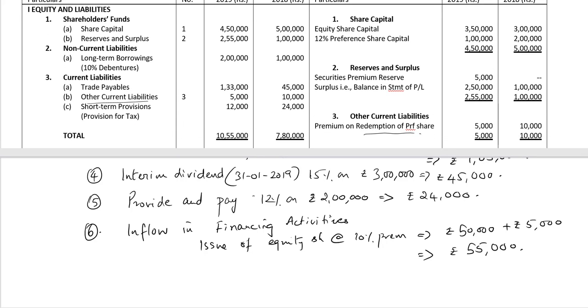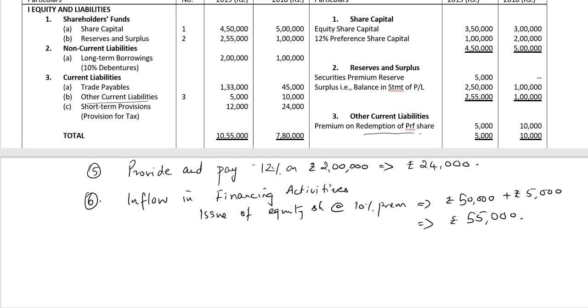Now please note, in reserves and surplus we have securities premium reserve, zero balance at the beginning of the year, coming up to 5,000 rupees. This is because of the issue of equity shares at 10% premium. Please do not consider it as transfer to reserve. It is on account of issue of equity shares at premium, rupees 5,000.